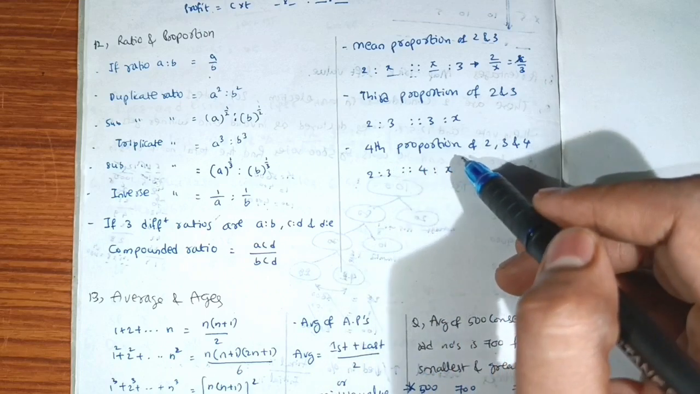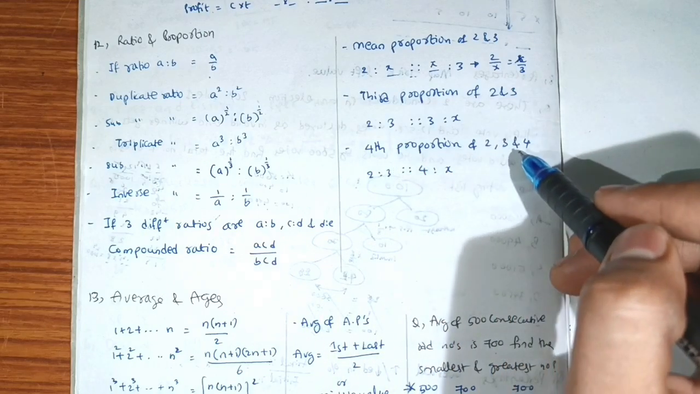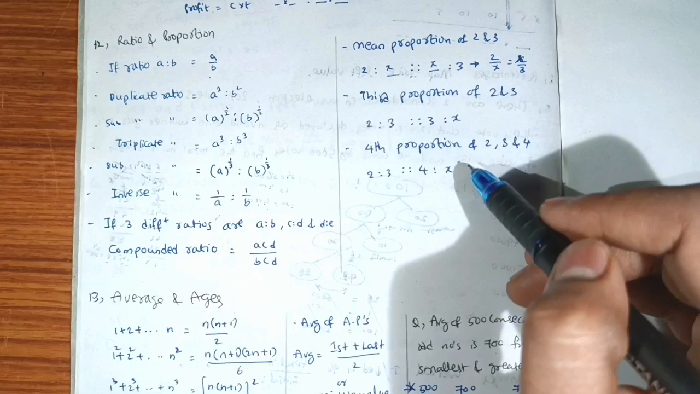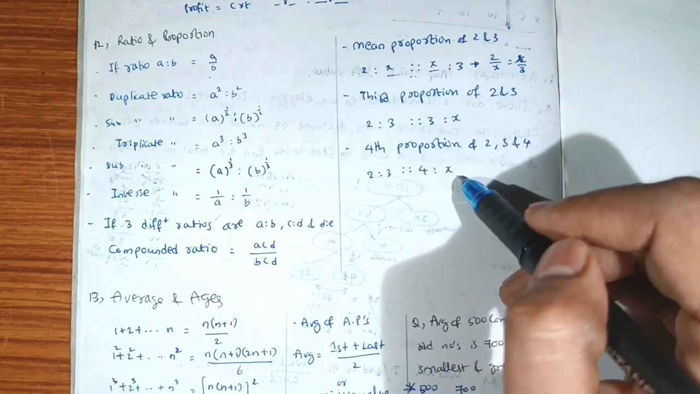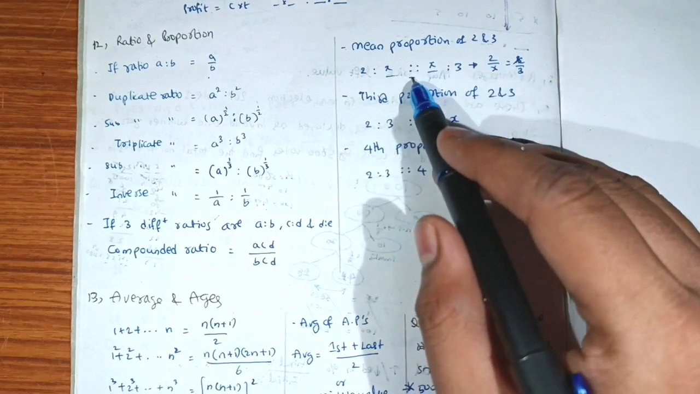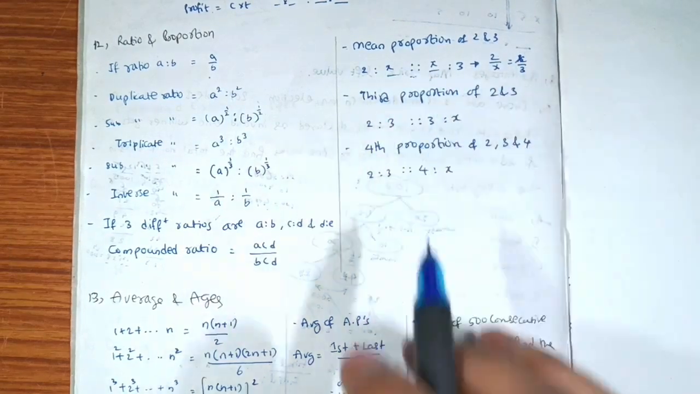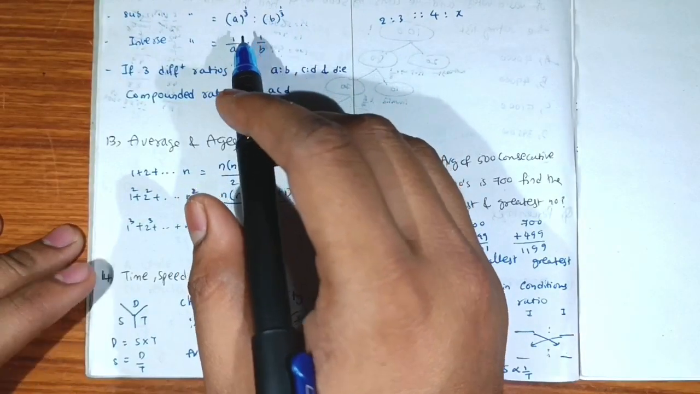If it is asked for the fourth proportion, meaning 3 numbers are given and you need to find the fourth proportion, it is like 2 is to 3 equals 4 is to x. So here it is nothing but an equality of ratios. So this is all about the ratio and proportion topic.